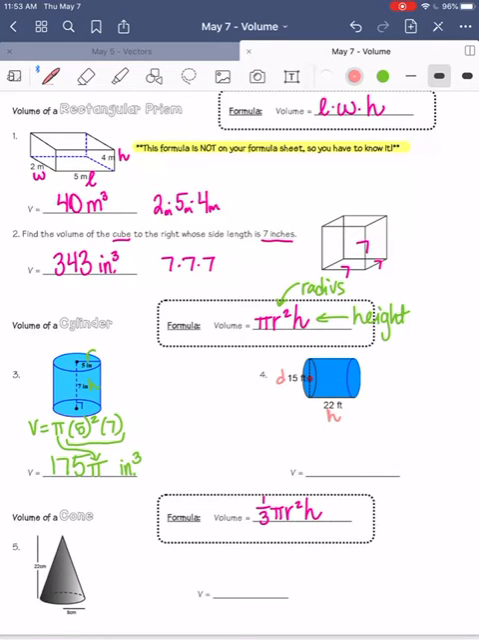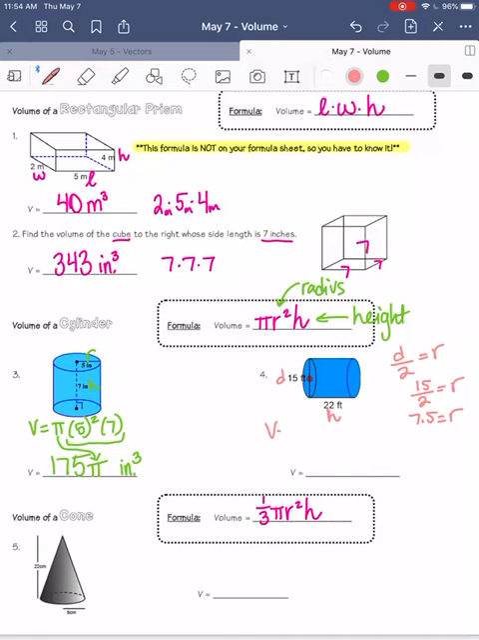How do we go from diameter to radius? Well, if we have the diameter, all you have to do is divide it by 2. So diameter divided by 2 equals the radius. Okay, so we're going to do 15 divided by 2 to equal the radius, and 15 divided by 2 is 7.5. Okay, and so now we can fill in our formula.